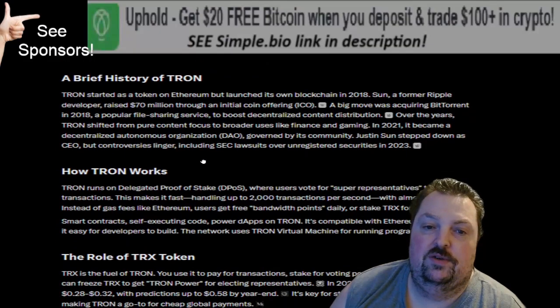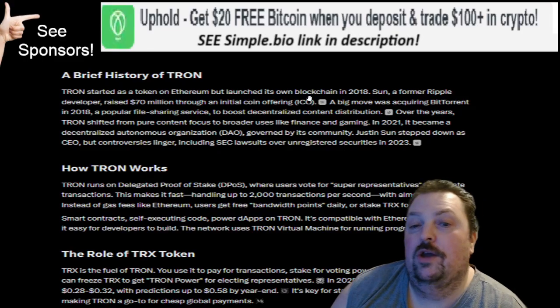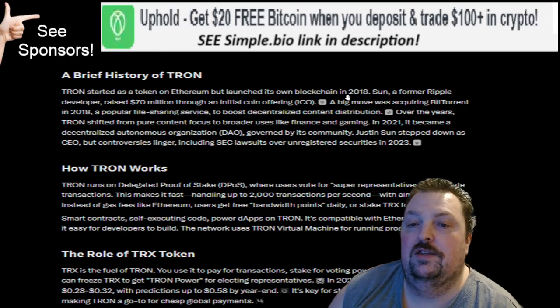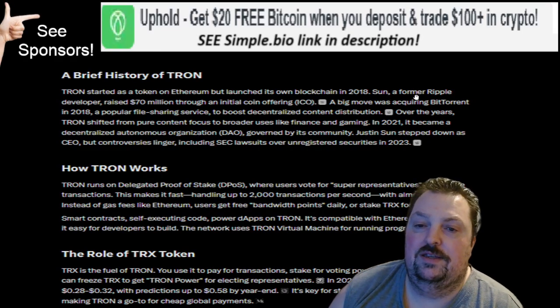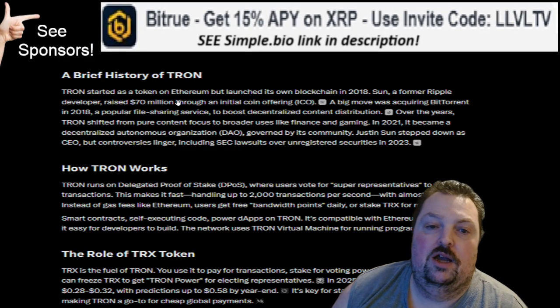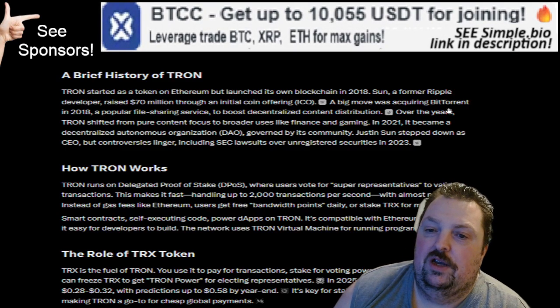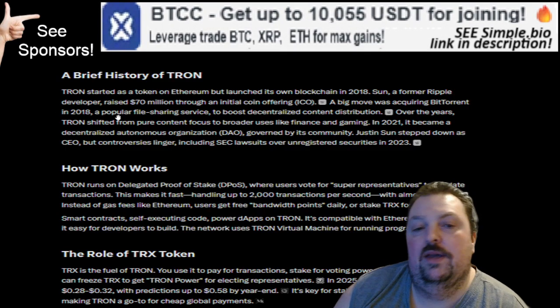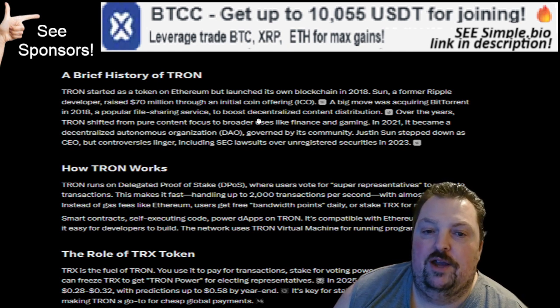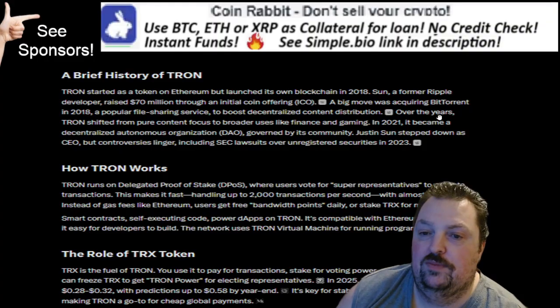A brief history of TRON. TRON started as a token on Ethereum, but launched its own blockchain in 2018. Justin Sun, a former Ripple developer, raised $70 million through initial coin offering, ICO. A big move was acquiring BitTorrent in 2018, a popular file sharing service to boost decentralized content distribution.